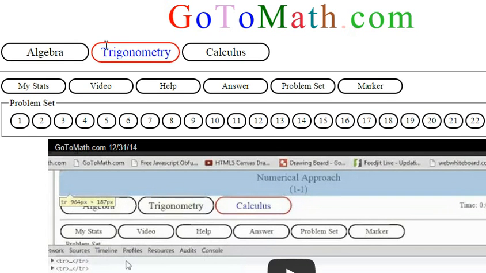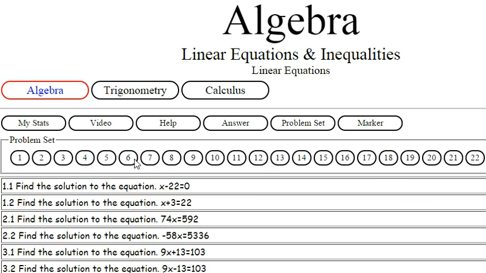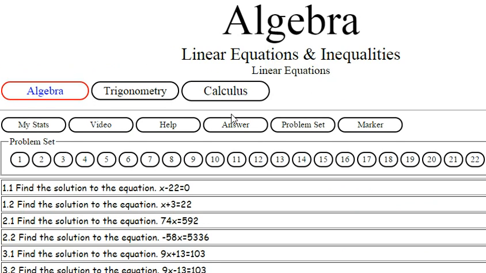Okay, we're over here at gotomath.com doing some linear equations and inequalities in this section.